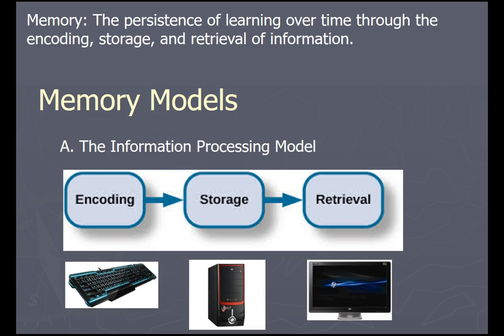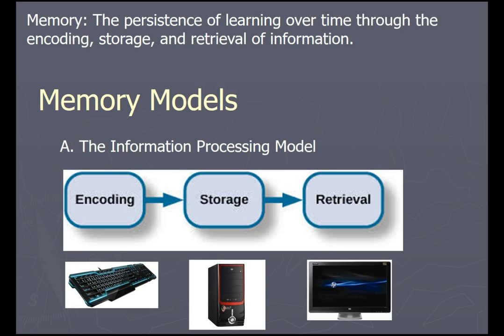This one is referred to as the information processing model, and it comes from the cognitive perspective in psychology, and it views some memory processes almost like the way a computer processes information. So the first part of this memory model is encoding, which means we have to get the stimuli from our external environment encoded in a way that the brain can process.